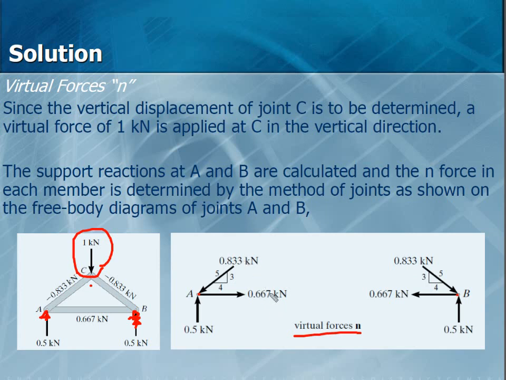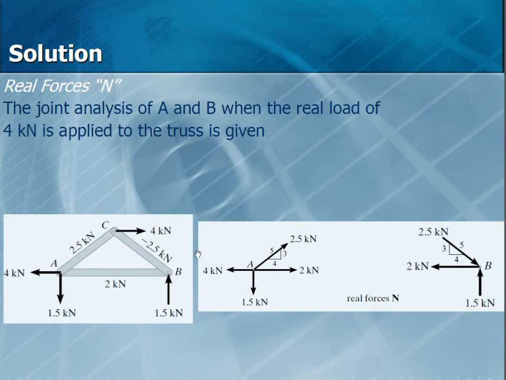Those we call small n's. We have 3 members, so 3 small n's. Then we go for, this time, the real forces, capital N. This time, we have the real force. We don't have the virtual one, and we're just simply analyzing it.